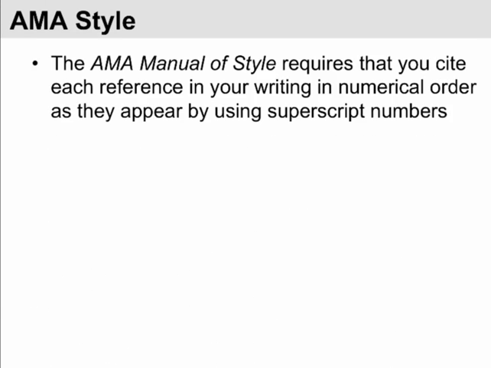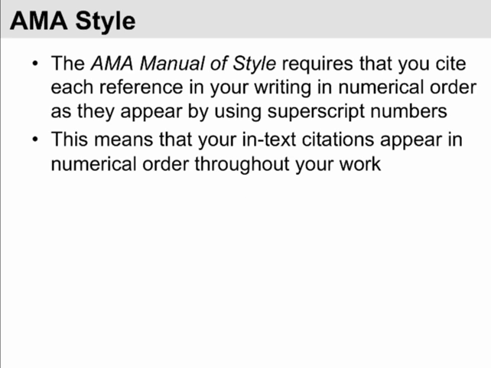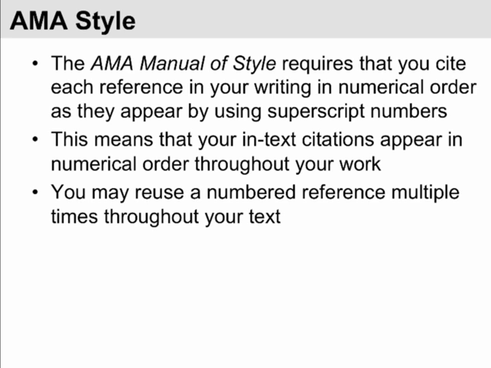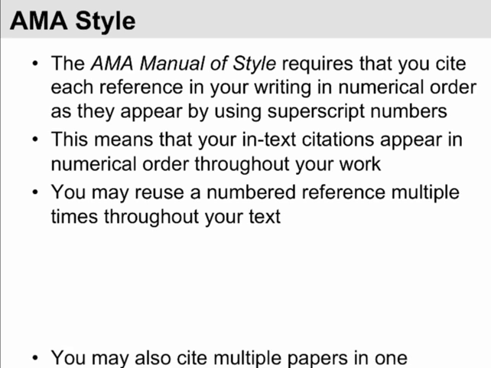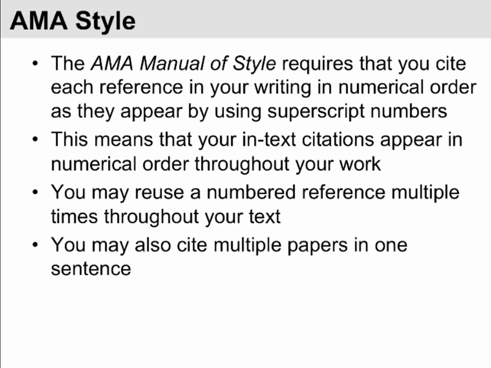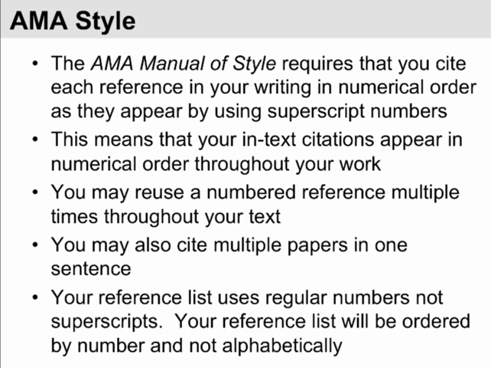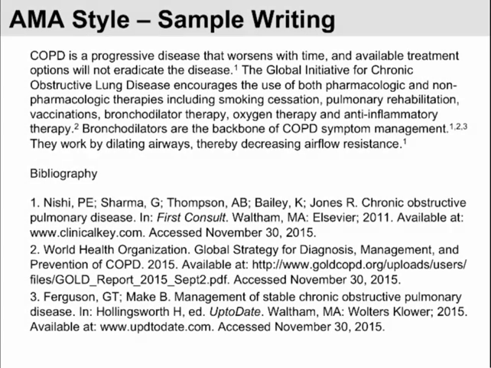Some key tips to remember about the AMA style are that the AMA style requires that you cite each reference in your writing in numerical order as they appear by using the superscript numbers. This means that your in-text citations appear in numerical order throughout your work. You may reuse a numbered reference multiple times throughout your text, and you may also cite multiple papers in one sentence. Your reference list uses regular numbers, not superscripts, and your reference list will be ordered by number and not alphabetically. Here is a sample of a paragraph written in AMA style with in-text citations and a bibliography of references.